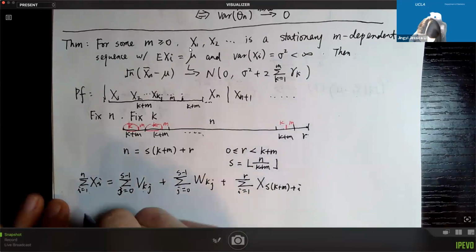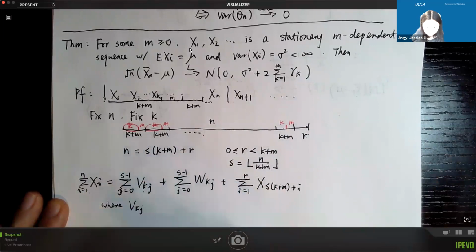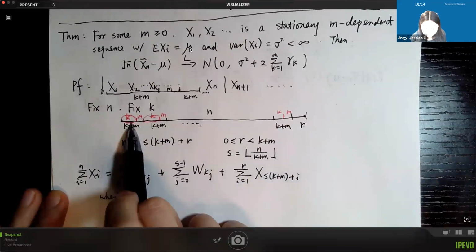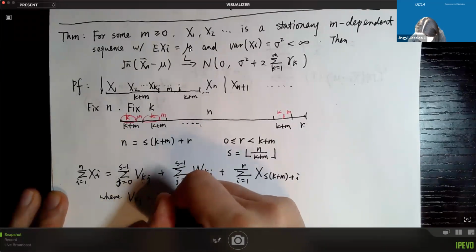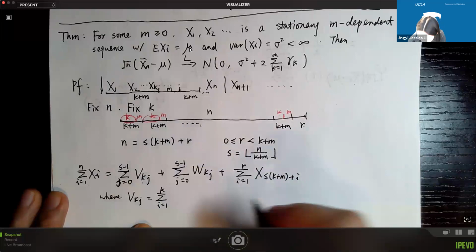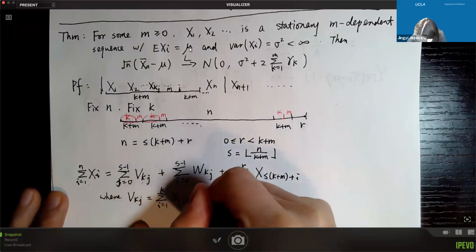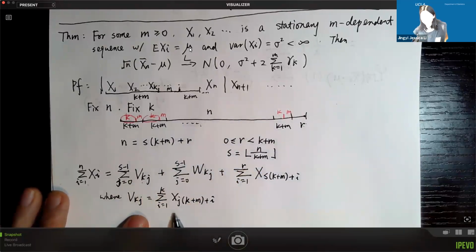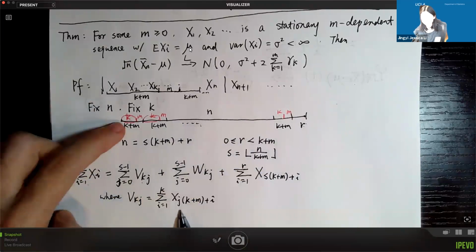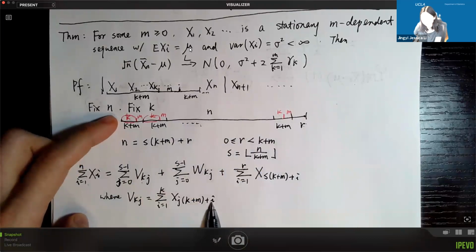Where you see v_kj is the partial sum of the k-length segments. So it's i from 1 to k, of x at index j(k plus m) plus i. You see now the reason why we want j to start from 0, because that can help us write down the first segment easily, right? For the first segment, j is 0 and i goes from 1 to k.